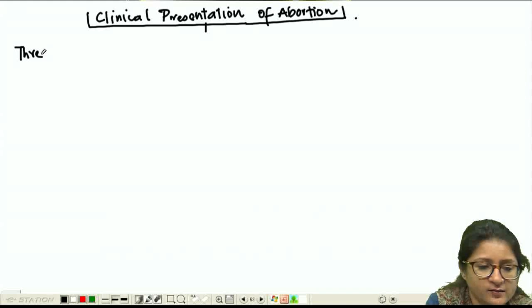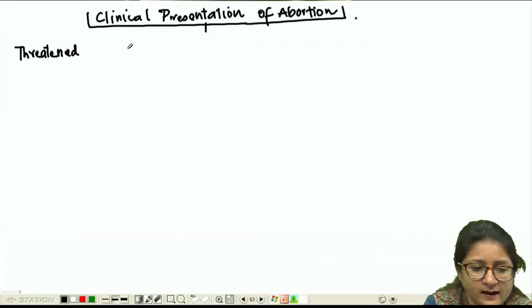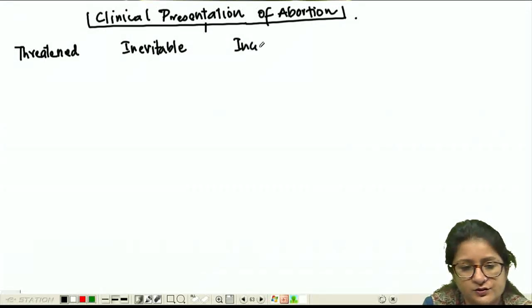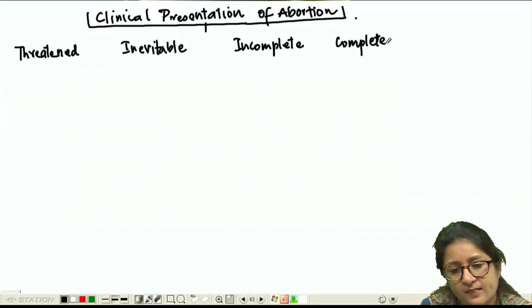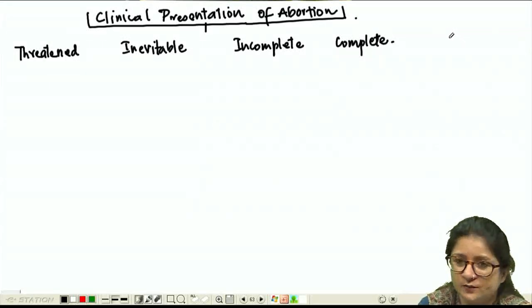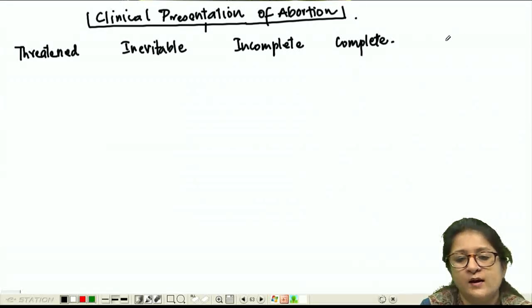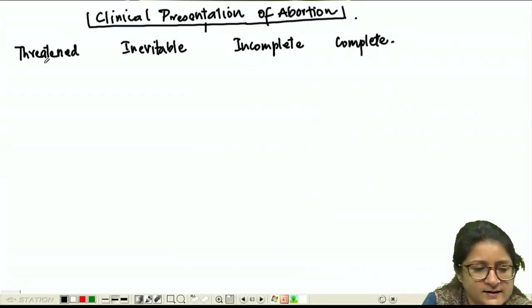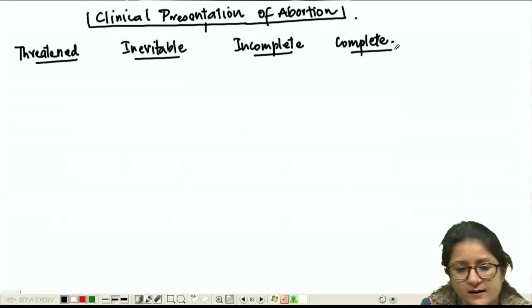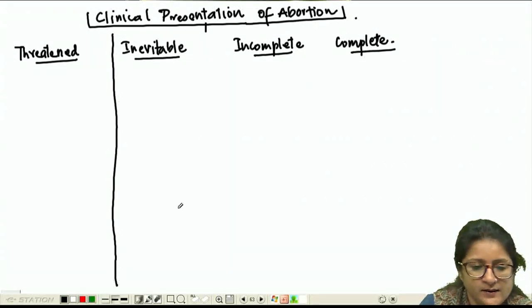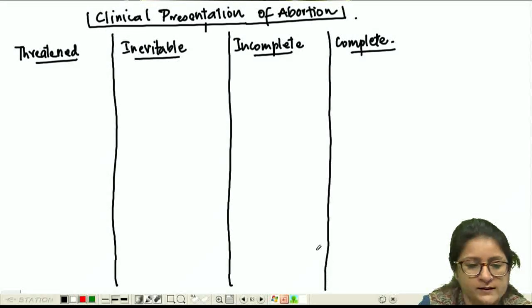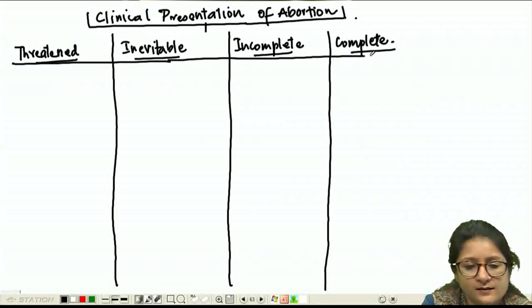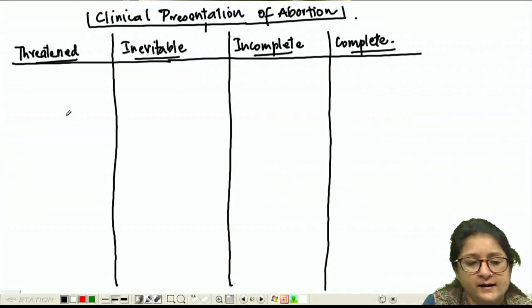So we have threatened abortion, inevitable abortion, incomplete abortion, and complete abortion. Missed abortion was a term used earlier, but I will talk about it separately because that term has been discarded. Now we are mainly dealing with early pregnancy loss, so we'll come to that. We'll talk about the new improved terms, not the old discarded terms. So we have threatened, inevitable, incomplete and complete abortion.